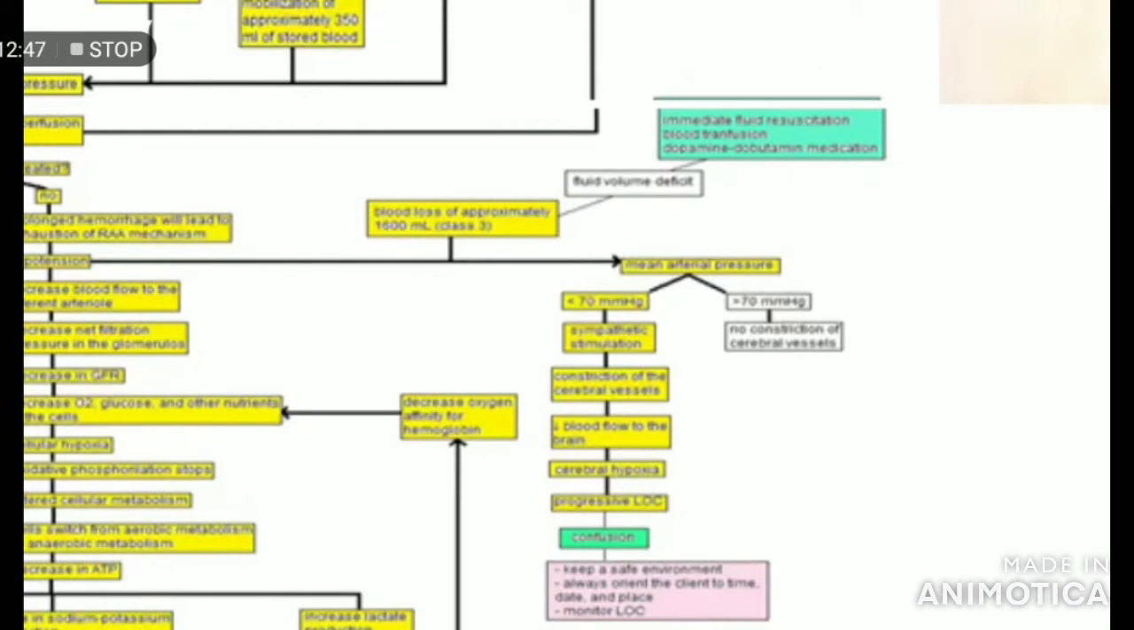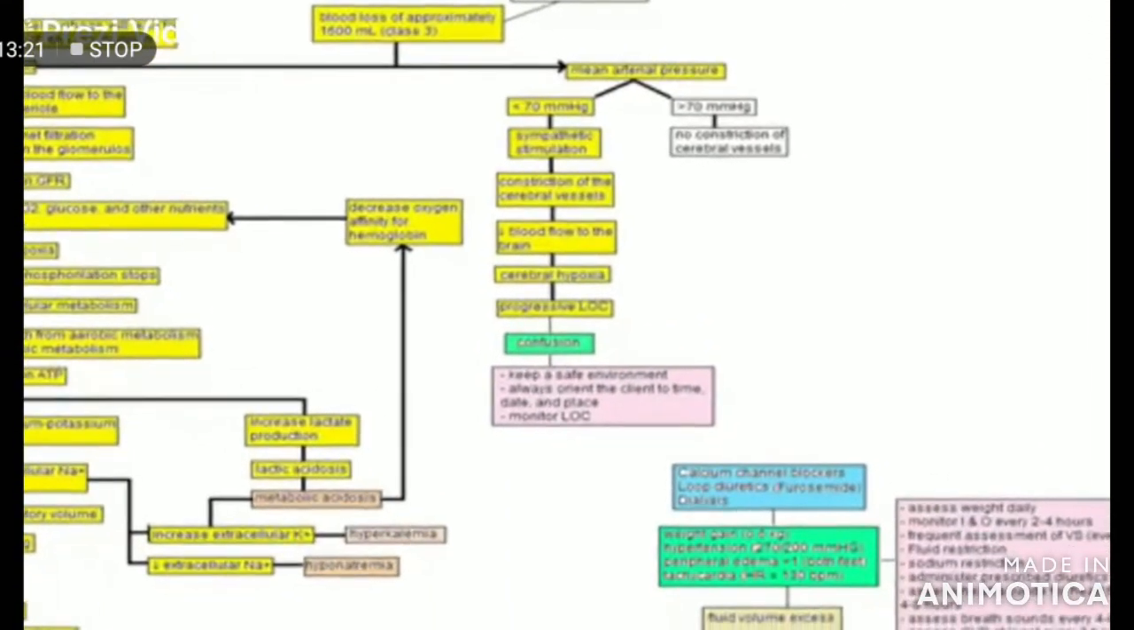The effect of hypotension is that if the mean arterial pressure is greater than 70 mmHg, there is no constriction of the cerebral vessels. But if the mean arterial pressure reaches less than 70 mmHg, sympathetic stimulation happens, and there is constriction of the cerebral vessels, which will lead to decreased blood flow to the brain, then cerebral hypoxia, and a progressive loss of consciousness. In my patient's case, he was confused.